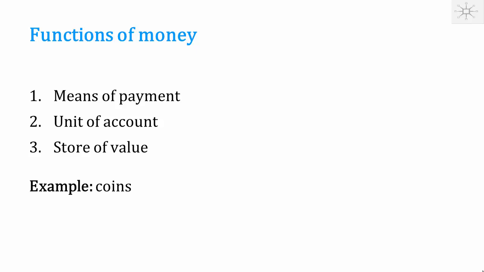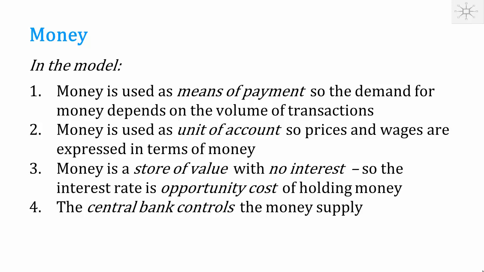Now, there's been a very long discussion about what money is and what is not money, and there are different views on this. Reality, of course, is very complicated. So we will go straight to our model and ask, what is money doing in our model? In this model, the idea is that money is used as a means of payment. And you see that because the demand for money depends on the volume of transactions. We assume that if you have more transactions, then you need more money to carry out those transactions.